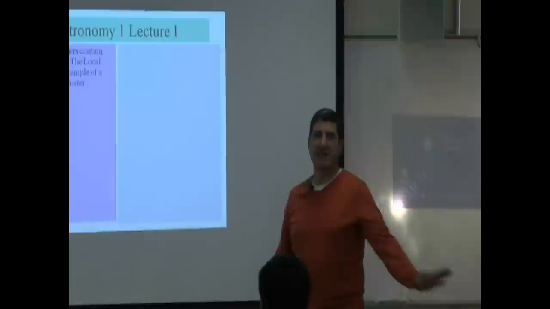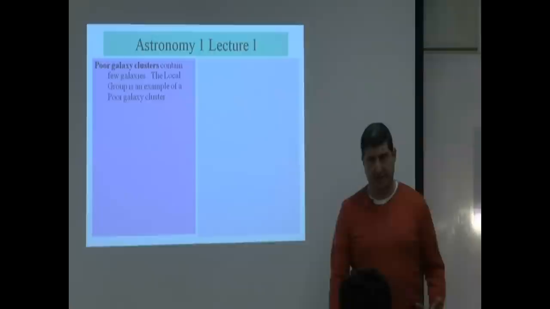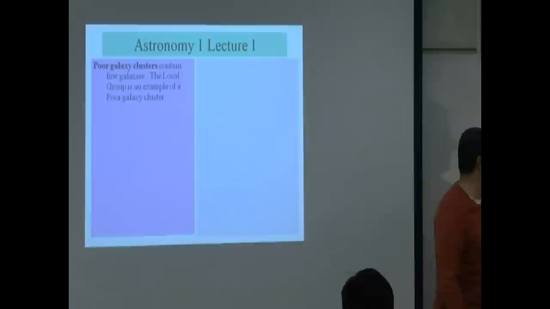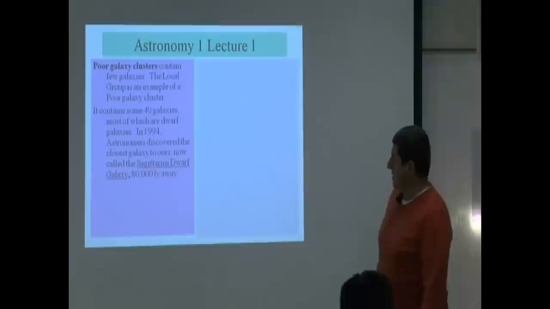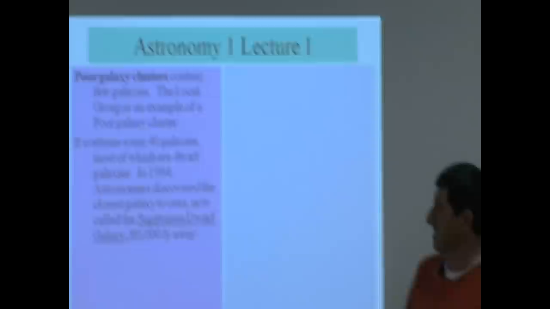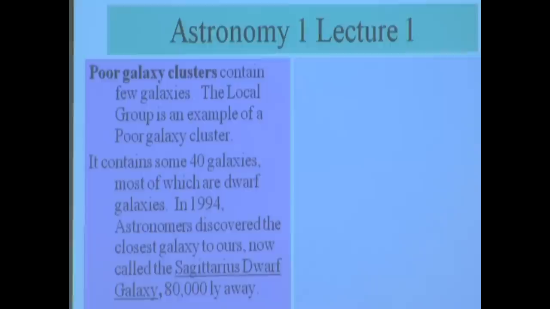Poor galaxy clusters contain few galaxies. We can divide up galaxy clusters into two major kinds: ones that are not very heavily populated, and ones that are very heavily populated. Poor galaxy clusters are not very heavily populated. The local group is an example of a poor galaxy cluster. It's not very densely populated by lots of galaxies, as you can see in this picture. It contains some 40 galaxies, most of which are dwarf galaxies. By dwarf, we mean very, very small galaxies. So even though 40 sounds like a lot, it still goes under the category of poor.